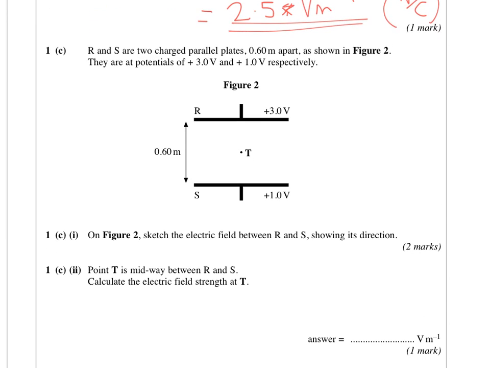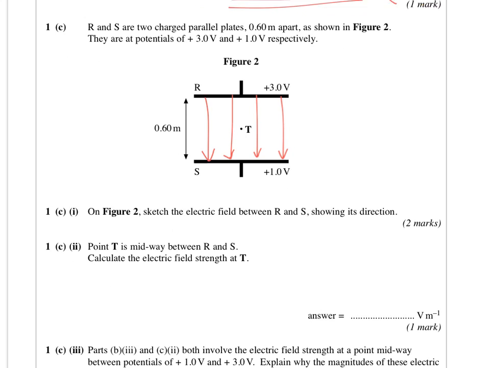Okay, so we've got R and S, two parallel plates, so we're looking at a uniform field here, 0.6 apart, potentials at 3 and 1. So it wants us to sketch the electric field showing its direction. So the field goes from the most positive to the least positive, and the field lines should all be parallel. So essentially what we should have is like this. They should be equally spaced and parallel and going from most positive to least positive. Those are the two things we're going to need.